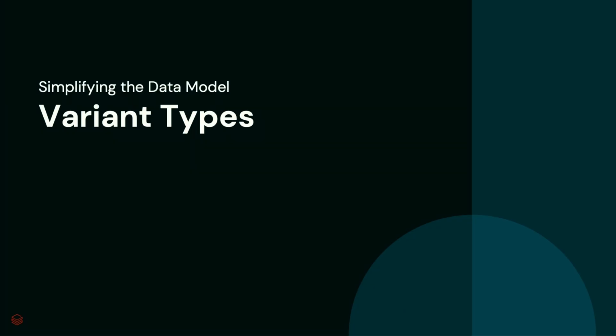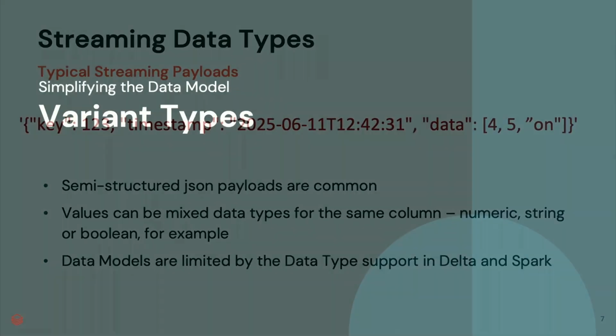So the first one I'm going to get into is how do we simplify the data model. There is a new update called variant types that has come out in Spark 4 and Delta 4 that makes life a lot easier.